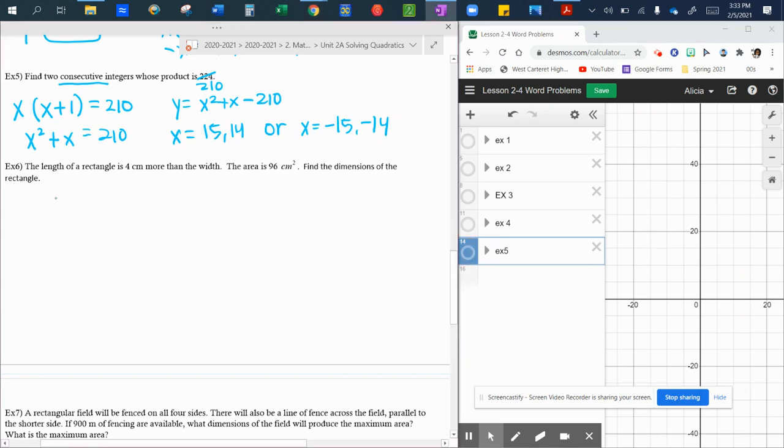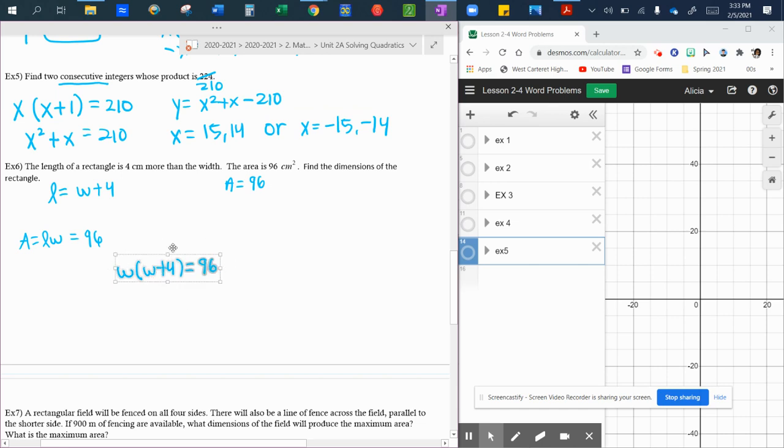Example 6, the length of a rectangle is 4 centimeters more than the width, so it's the width plus 4, and the area is 96. We're going to find the dimensions of the rectangle. So we know that area is length times width, and that equals 96. I'm given my length in terms of width, so I can say that my width times my length, which is W plus 4, is going to equal 96.